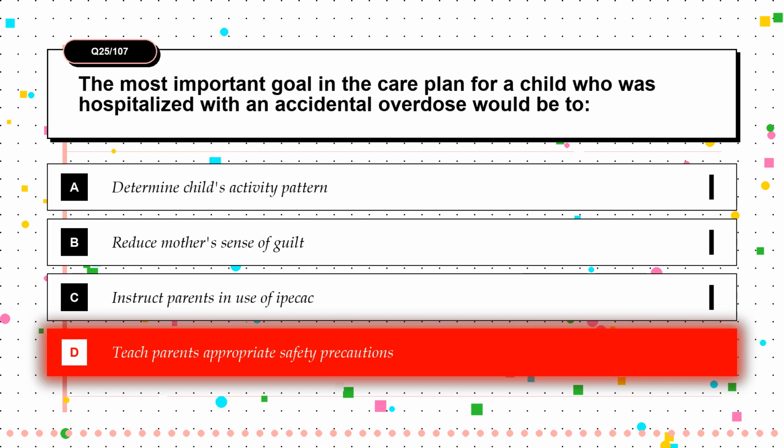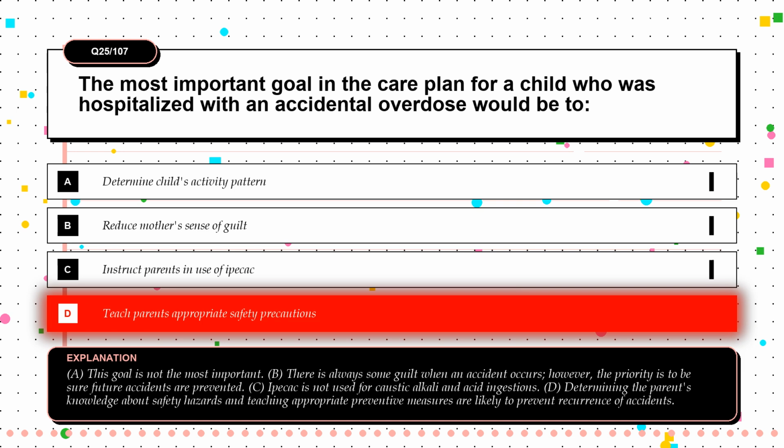The correct answer is option D. Teach parents appropriate safety precautions. A. This goal is not the most important. B. There's always some guilt when an accident occurs. However, the priority is to be sure future accidents are prevented. C. NCLEX is not used for caustic alkali and acid ingestions. D. Determining the parent's knowledge about safety hazards and teaching appropriate preventive measures are likely to prevent recurrence of accidents.